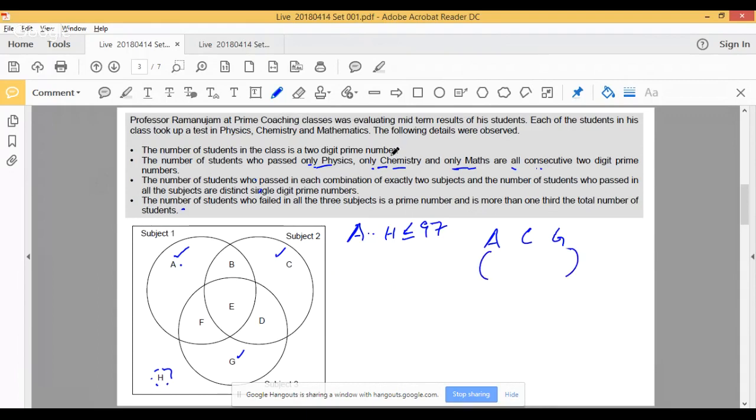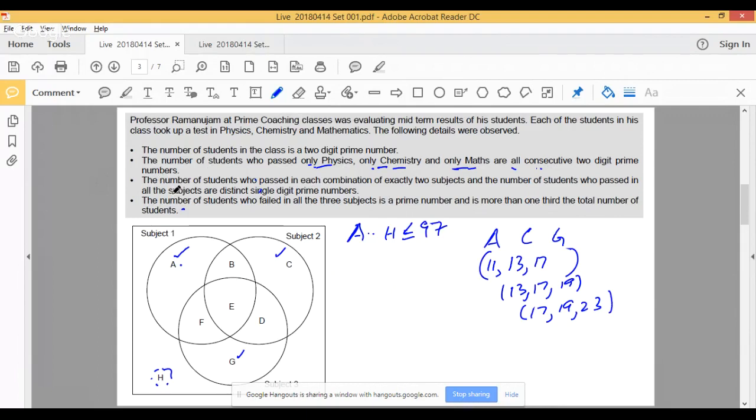They have to be consecutive two-digit prime numbers. So you have 11, 13, 17. The next can be 13, 17, 19. The other set can be 17, 19, 23, and so on, right? So this is the situation for A, C, and G.